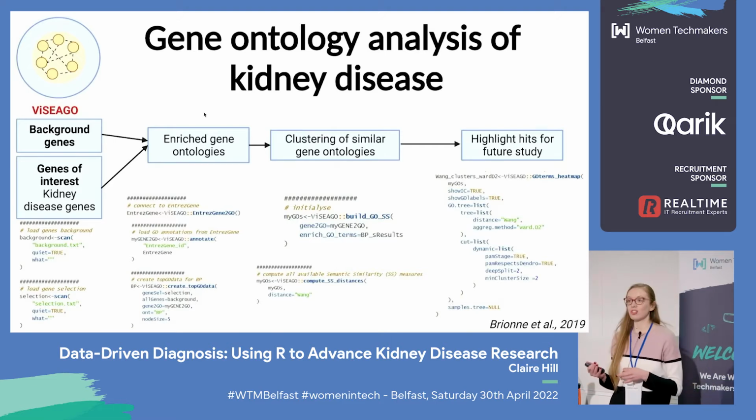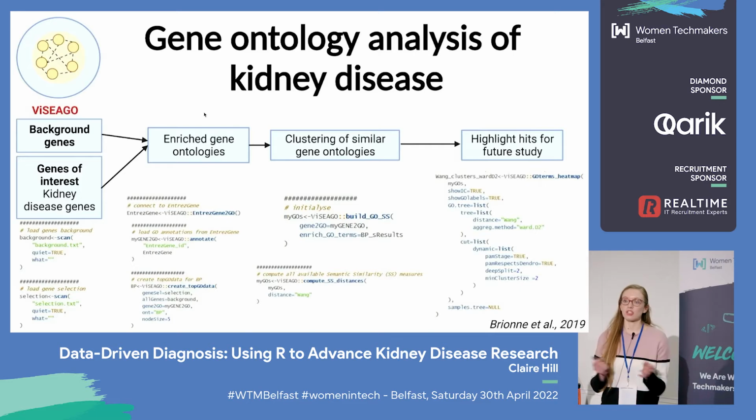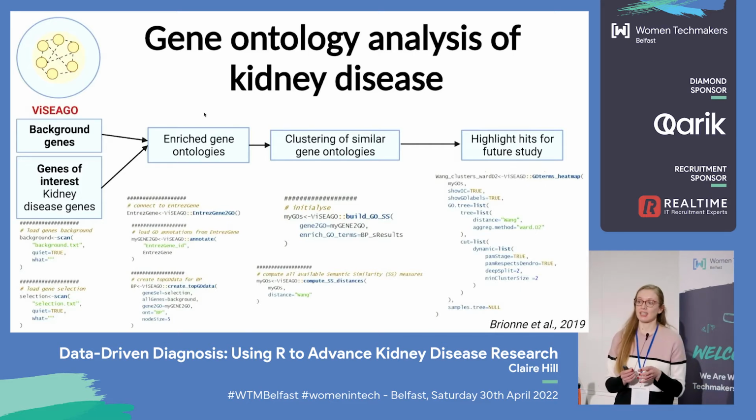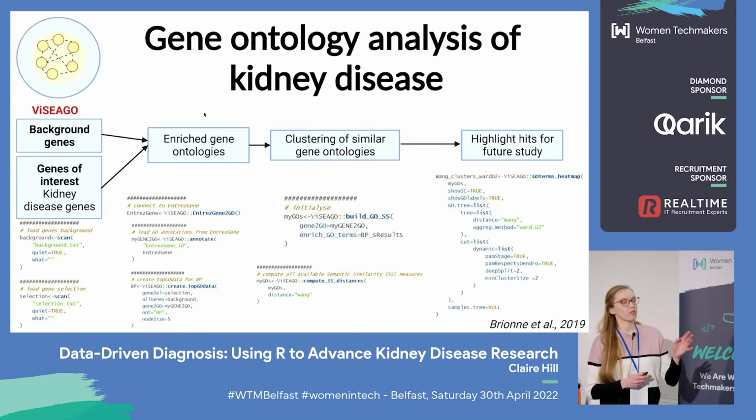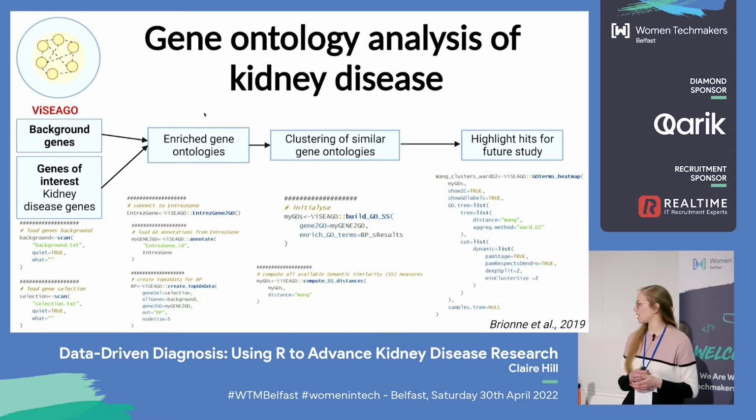And what you can do is see the enriched gene ontologies in your genes of interest. ViSEAGO is fantastic because it clusters the similar gene ontologies together. So this really streamlines our data, and it also produces a great heat map. This can help us to highlight hits for future study, and that might be in cell culture experiments or in animal models. This means that we can streamline those without wasting any money, and we can have a more directed approach downstream.